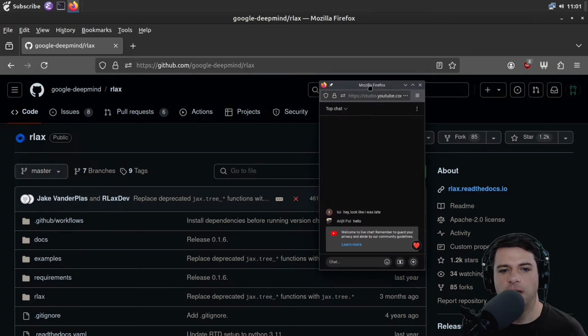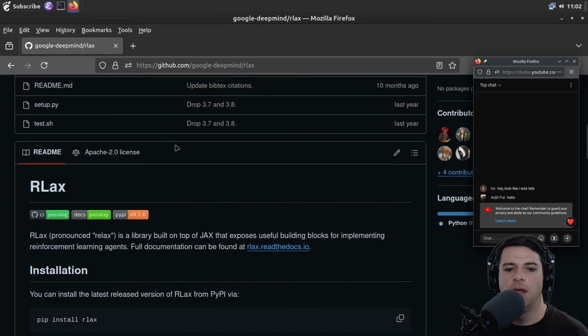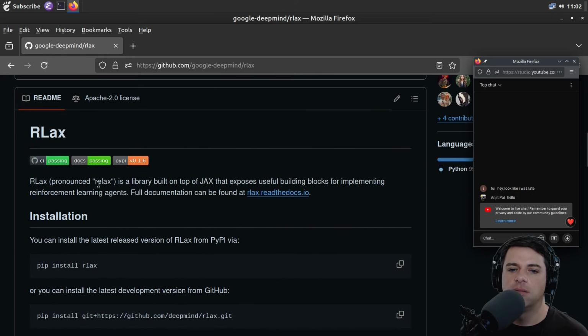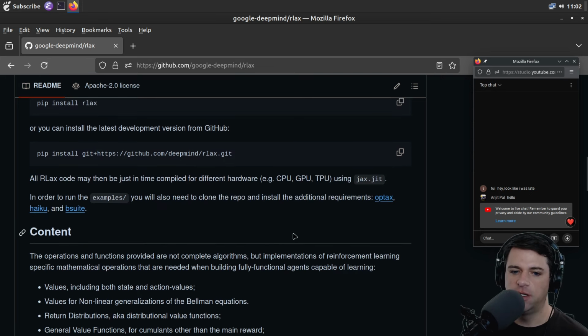Okay, so let's now take a look at Rlax. What's up? This is part 2 of our digging into reinforcement learning. We're taking a look at Rlax from Google DeepMind. This is Answer Everywhere, and we look at source code. Okay, so Rlax, pronounced Relax, is a library built on top of JAX that exposes useful building blocks for implementing reinforcement learning agents. And then we have full documentation at readthedocs.io.